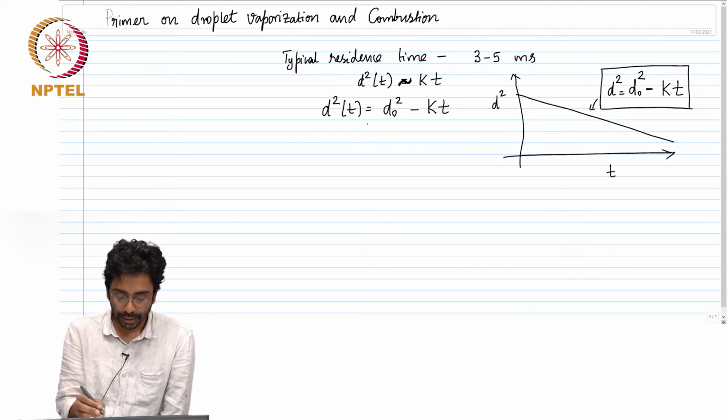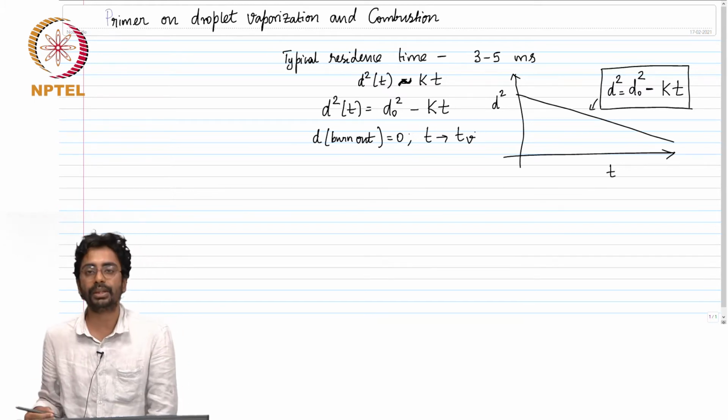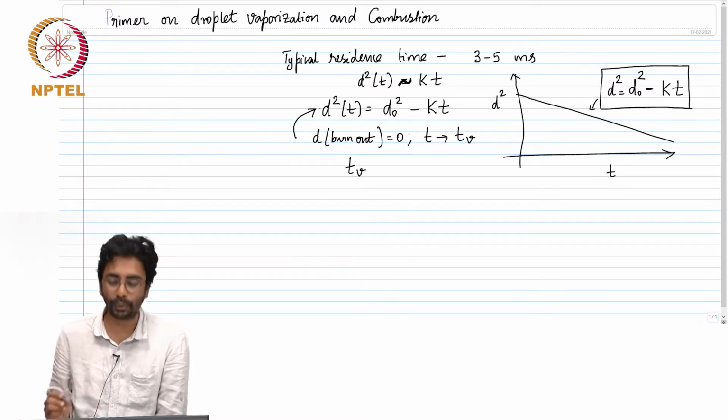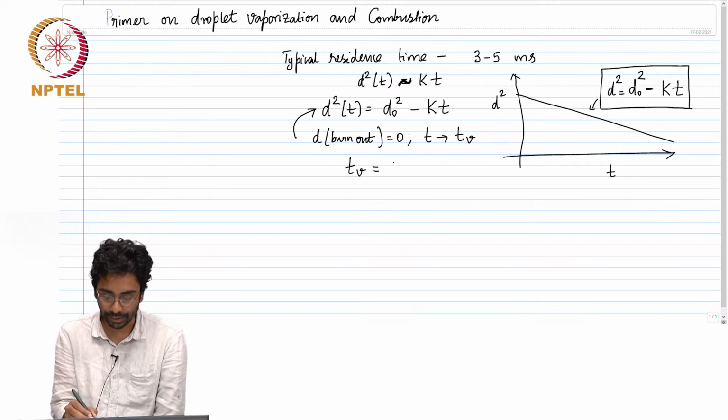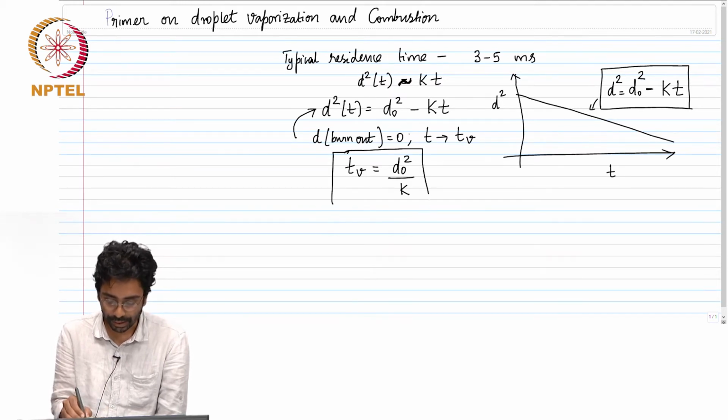Now, the diameter at burnout is 0, all the droplet is burnt out, and the corresponding time is the vaporization time, which we will call t subscript v. Therefore, you plug this into this equation, put d equal to 0, and the time for vaporization becomes initial diameter squared divided by k, some constant called the vaporization constant.